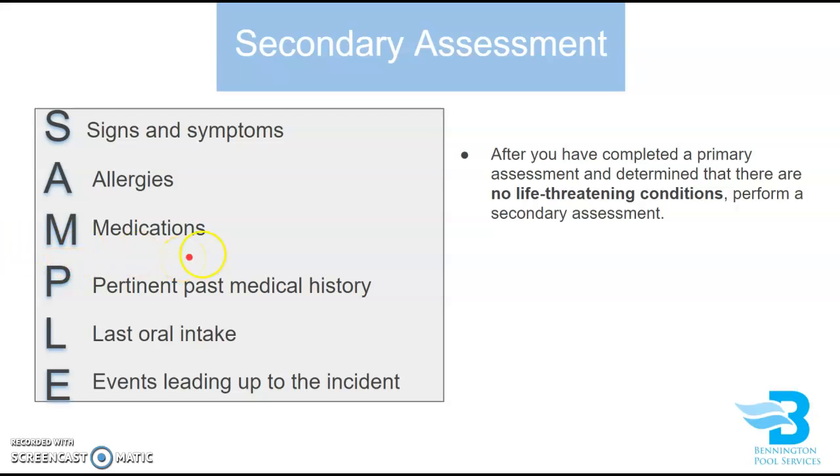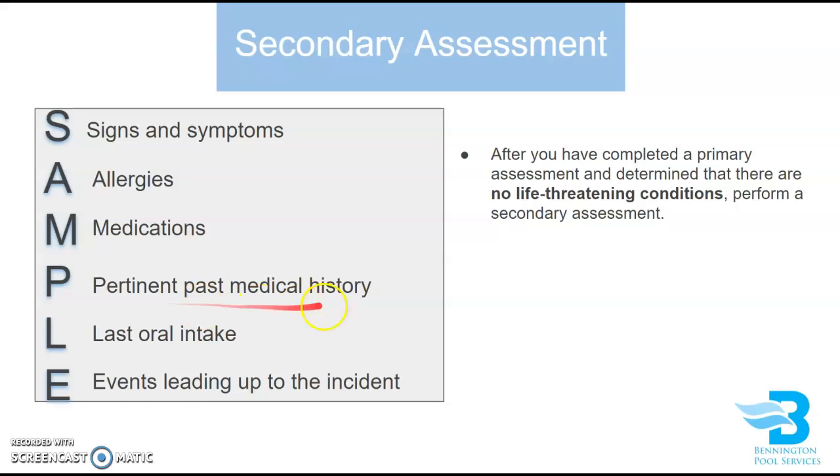M, medications. Ask them if they take any medications. Maybe what they're experiencing is a side effect from the medication. Maybe what medication they take is indicating what is happening to them now. For example, if they take blood thinners, that might be a sign that they have heart problems and they might be experiencing a heart attack or something. So make sure that you know what medications they take just so you can kind of get a better insight as to what they might be dealing with.